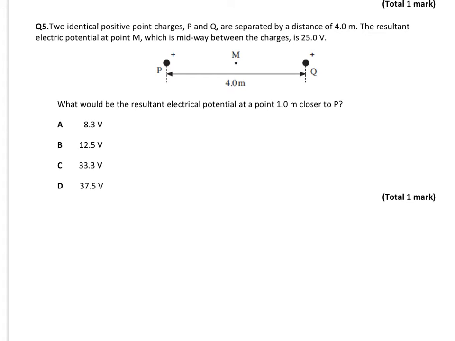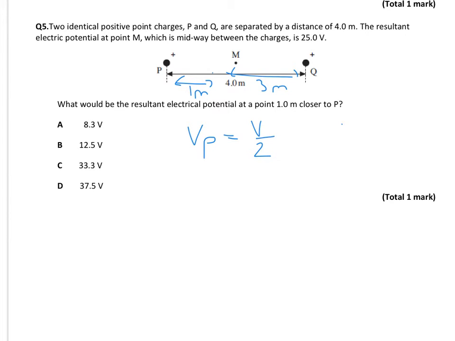Okay, so we've got two charges P and Q, a distance of 4 meters apart, and the potential at M is V. But what would it be if we moved it 1 meter closer to P? Well, first of all, if we move it 1 meter closer to P, this distance here is now going to be 1 meter. This distance here, 3 meters. So originally, the potential from P would have been half of it, because they'd add together to give you V.